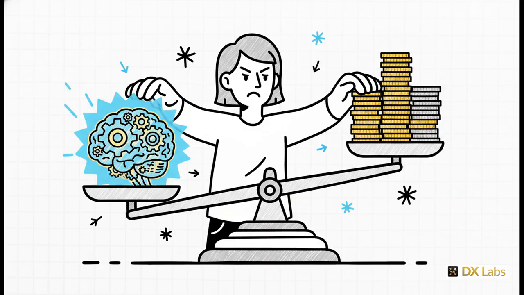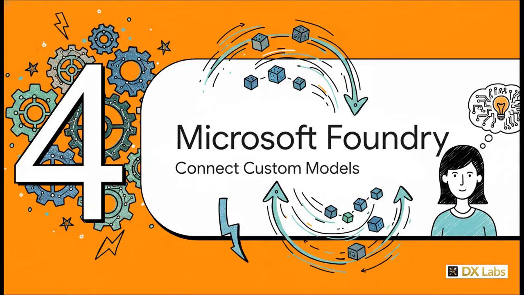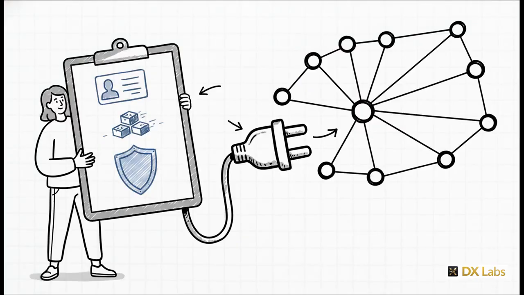But what happens if those standard models just aren't enough? Topic: Connecting Microsoft Foundry. Okay, let's dive into this. Imagine you need a super specific, niche skill that your standard in-house team lacks, so you bring in a highly specialized external consultant. That is exactly what Microsoft Foundry is for. If the standard models aren't enough, Foundry lets you plug in over 1,800 different models like Llama or DeepSeek.